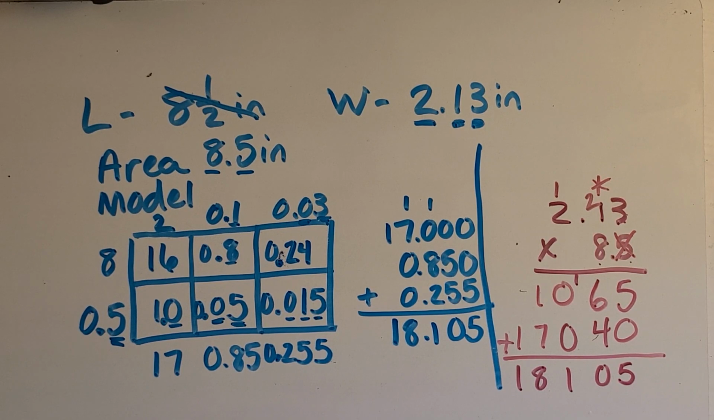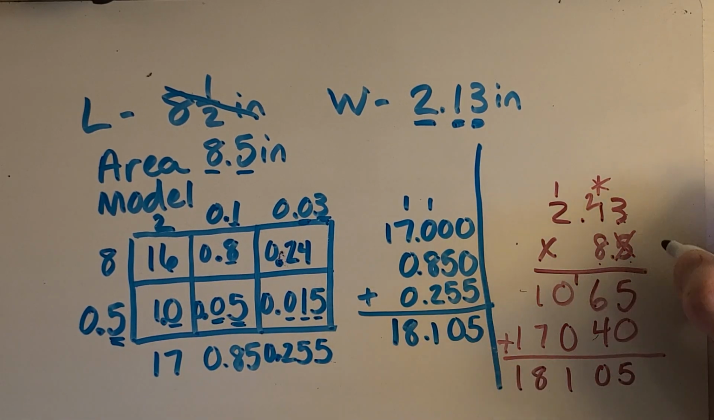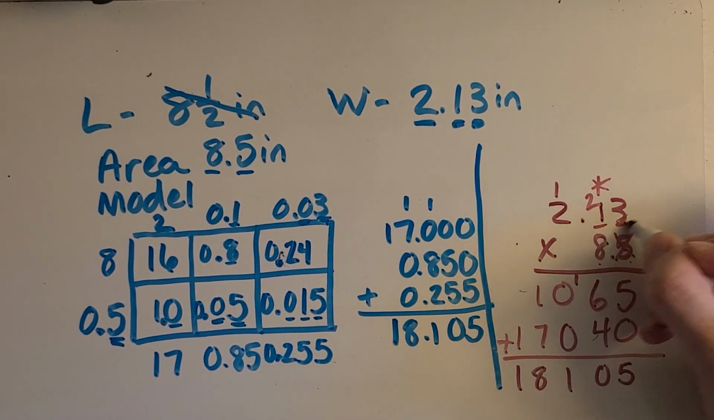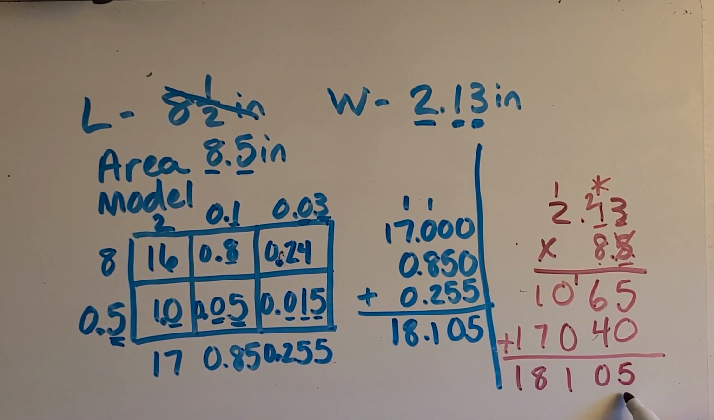So let's make sure that it really does work with the decimal point. How many decimal places are in my problem, in my 2 factors? 1, 2, 3. So I should have 1, 2, 3, and then put your decimal. Same thing. Awesome. 18 and 105 thousandths.